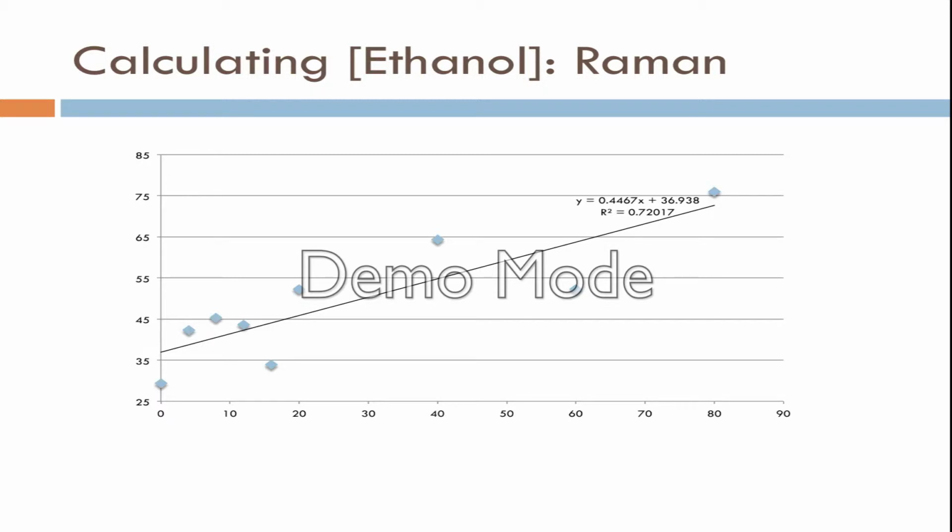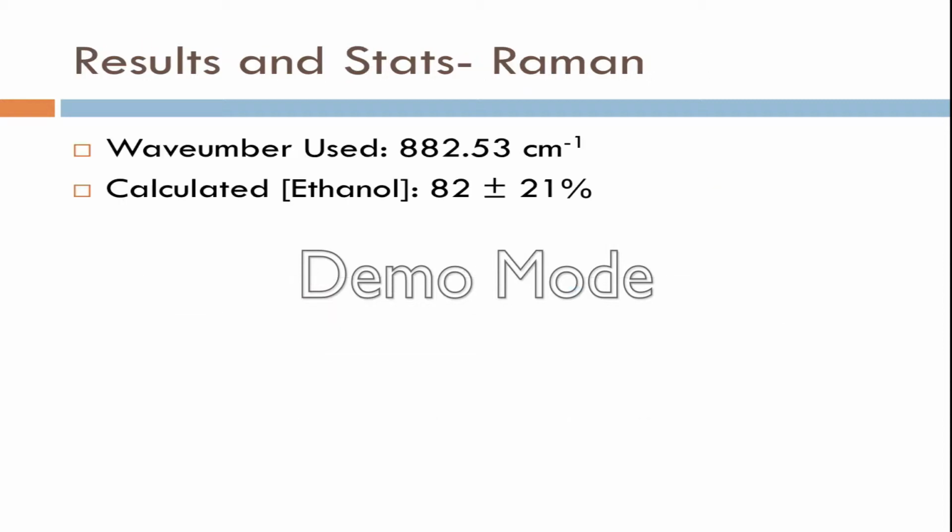This is the graph that we used to calculate ethanol using the Raman data. On the x-axis, we have the concentration, and on the y-axis, we have the counts. Our slope is 0.4467, and our intercept is 36.938. Our r-squared is not great, it's 0.72, but we carried through the calculations using these data.